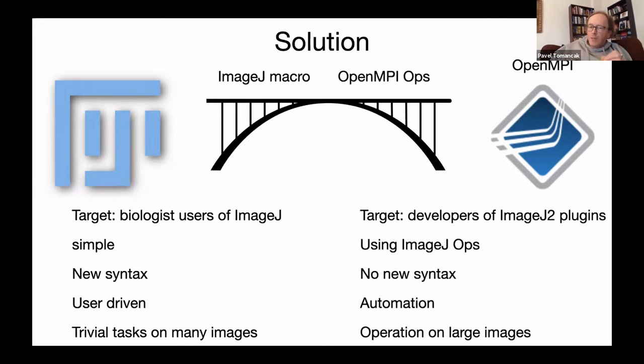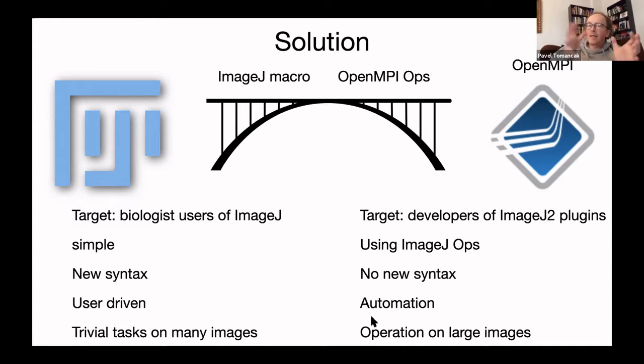Now, the second bridge is more complex. It builds on the more advanced infrastructure of ImageJ2, and it is a bridge between OpenMPI, which is the cluster software, and the ImageJ Ops. This is targeting more experienced developers who can actually deal with the ops. The beauty of this is that, as you will see, it creates no new syntax. So if you have an op and you use our new version of that op and you have a connection to an OpenMPI-enabled cluster, without changing a single line of code, your code will run in parallel on the cluster. So this is fantastic for automation.